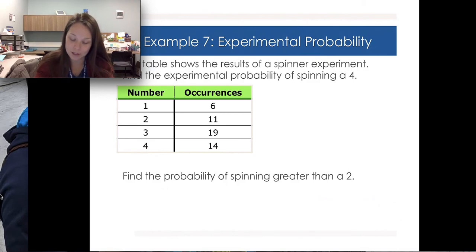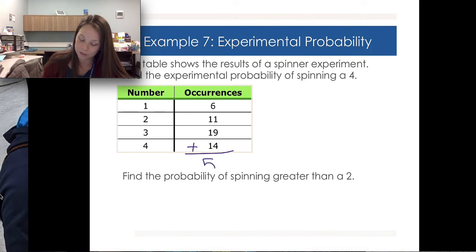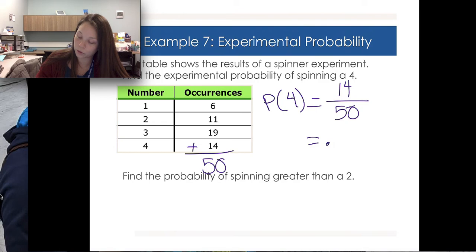So in example 7, the table shows the results of a spinner experiment. Find the probability of spinning a 4. So we have to add up the total number of times that we spun this spinner, and we get 50. So the probability of spinning a 4 is 14 out of 50, or in other words, 0.28.